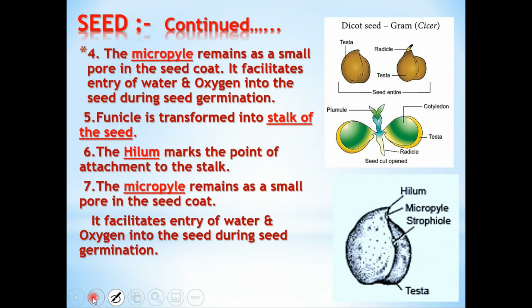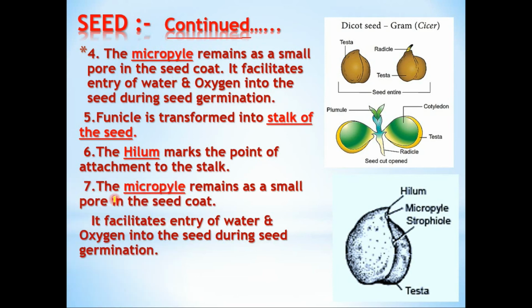Now we will learn a few more structures of a seed. We must not forget once again where this seed has come from. This seed has developed from the ovule. So whatever structures were present in an ovule, they will be slightly modified and will form a part of the seed.